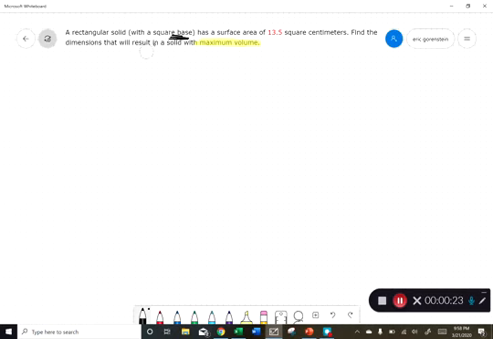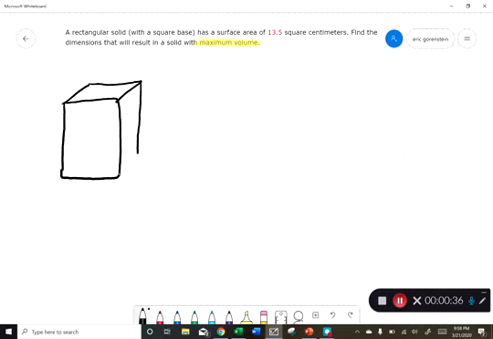All right, so let's draw a little sketch so we see what we're working with here. So we have a rectangular solid, so maybe something like this. Could give it some depth. Okay, so there we are. There's our rectangular solid. The base is square, so each of the four sides on the bottom and also on the top, let's call that x, and the height is possibly something else. We'll call that y.